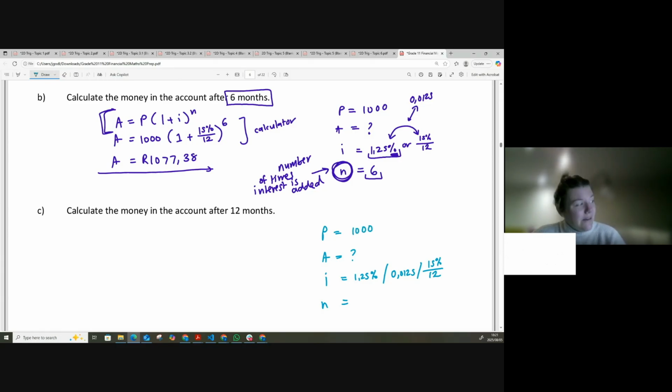So now our starting amount is still 1,000 Rand. My interest is still the same because it's still being compounded monthly. But now I won't have added interest 6 times. I will have added interest 12 times. So now my n is 12. So we put everything into the formula exactly the same way. We just have a different n value.